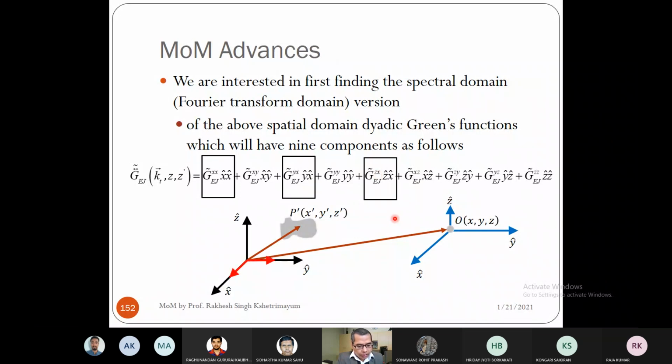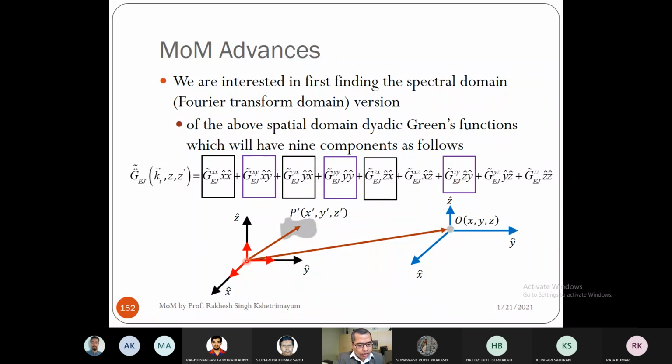Similarly, I can also have a delta source directed along the y-axis. If I observe the field along the x-axis, then what I am getting is GXY. Source is directed along the y-axis, observation is along the x-axis. And I can also make an observation along the y-axis. Source is directed along the y-axis, and I'm also observing along the y-axis. What I'm getting is GYY. Similarly, source is directed along the y-axis, but I'm observing along the z-axis. What I'm getting is GZY.